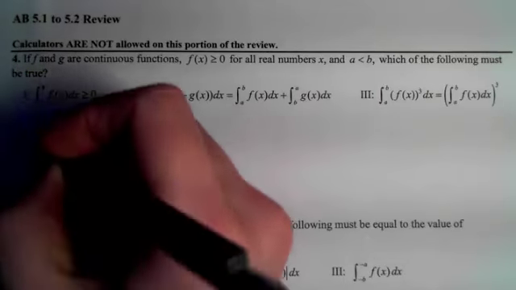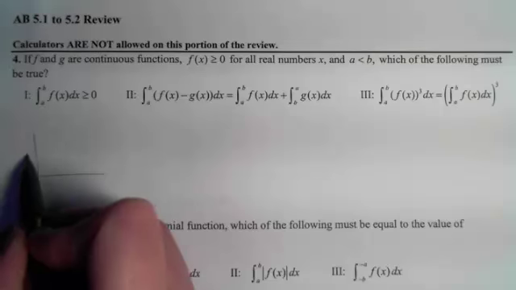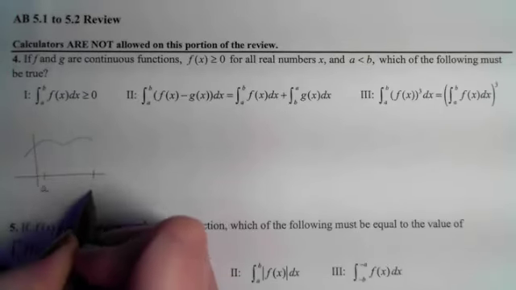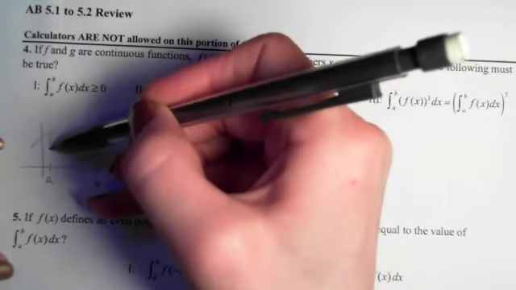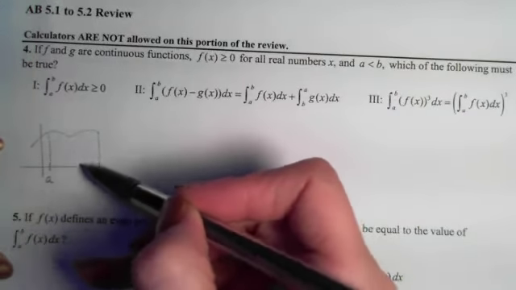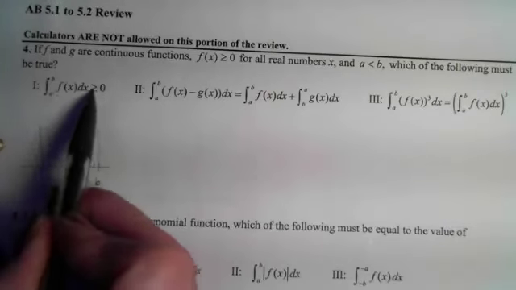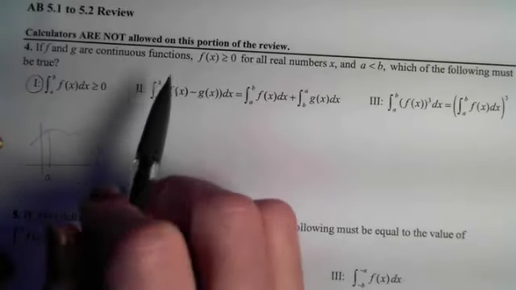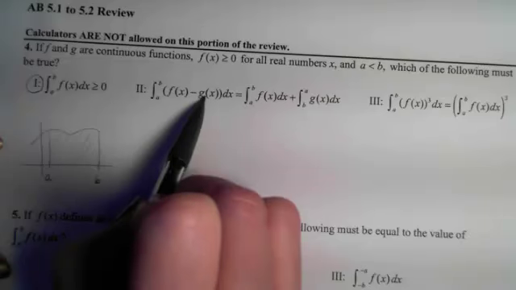So first I'm just going to draw a picture so that I can see what's going on. I've got f is always positive, so it's above the x-axis, and I have an a value that is less than a b value. So this first one says if I accumulate from a to b, then that accumulation has to be positive. Well, I can see right now that I'm above the x-axis, so the accumulation is indeed going to be positive.